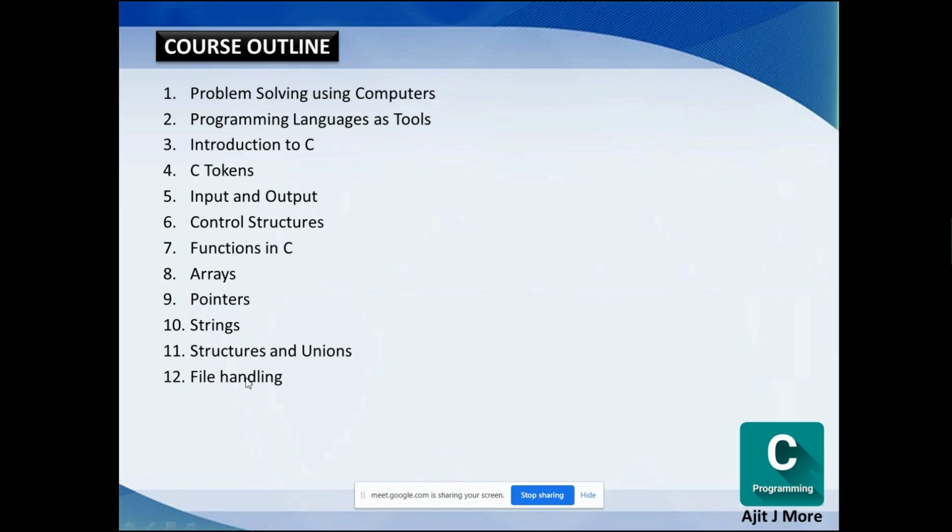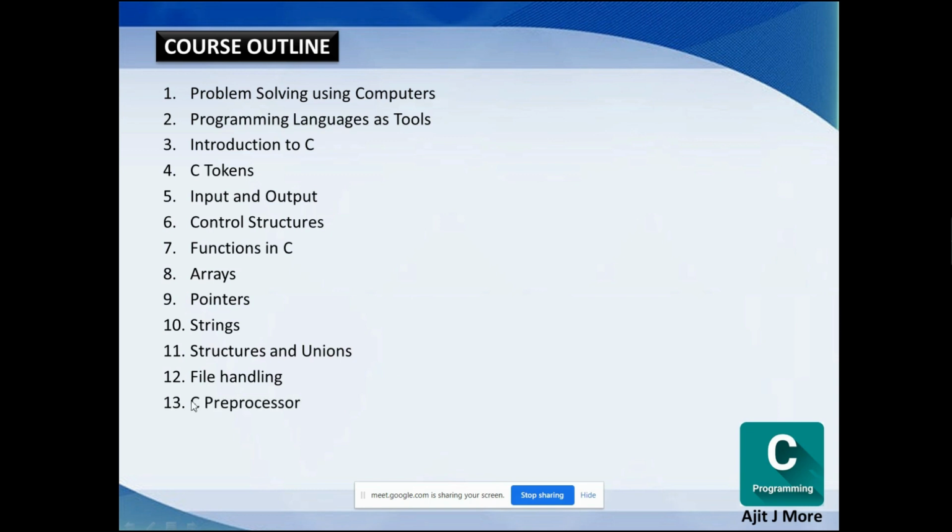File handling. No language is complete without file handling. Nearly all languages, whether you learn Python, C++ or Java, everywhere you have to deal with file handling. And using file handling, you can develop some good mini projects. I'll give you some demonstrations of it.